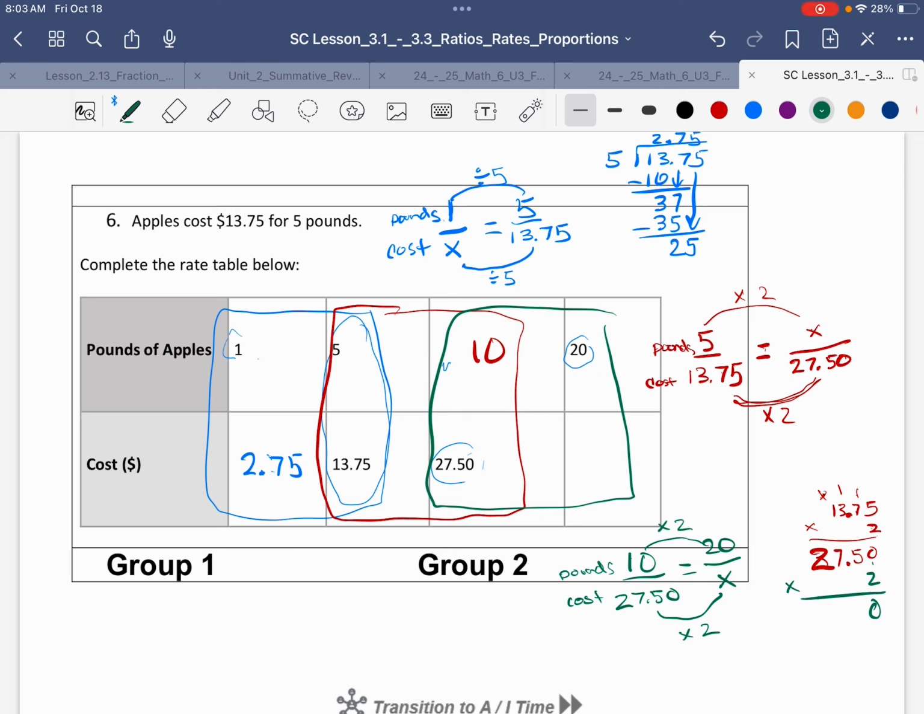So that's 0, 10, 14, 15, 4, 5. So it's $55. So I had to give me 2 decimals there. So 55. So it cost us $55 for this one here.